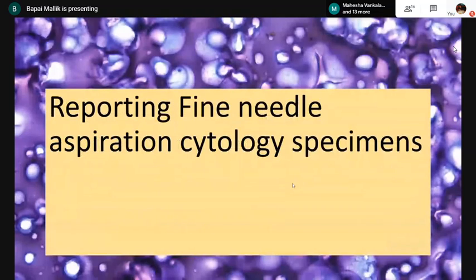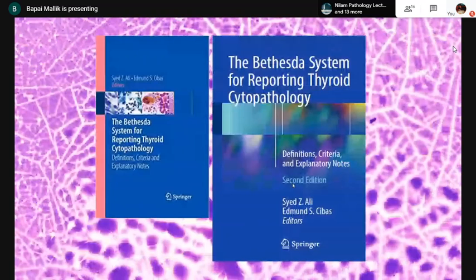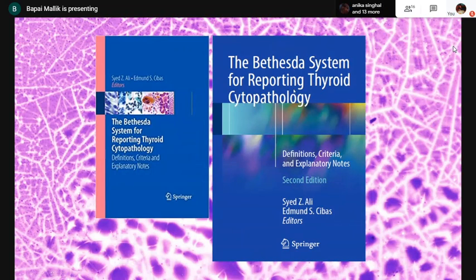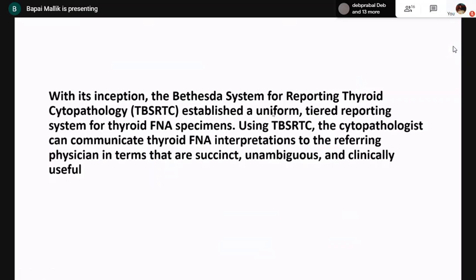Now, coming to the main part of the discussion, reporting fine needle aspiration cytology specimen. The main framework of reporting, which has been used by most of the cytologists across the world, is the Bethesda system for reporting thyroid cytopathology. And this is now the second edition, which has come up.